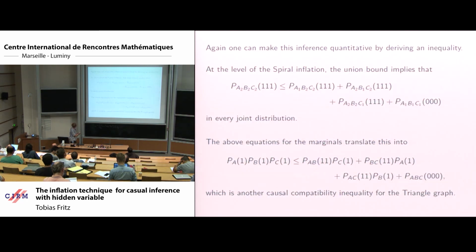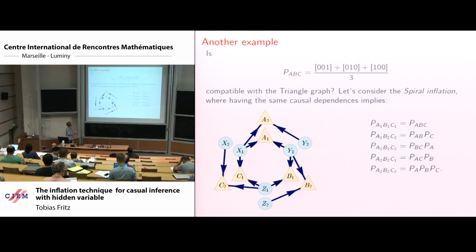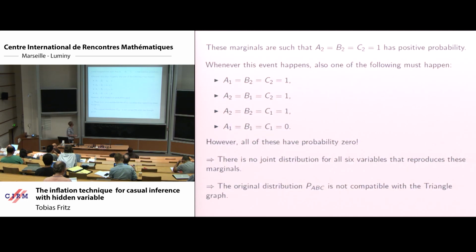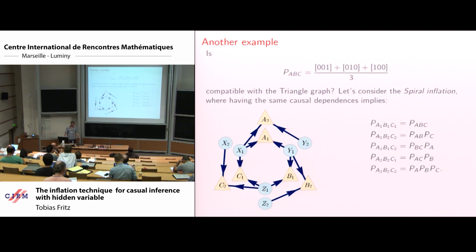So if we go back to the spiral inflation here, and if you now assume that you have such an inflated causal model that comes from a causal model on G, then also the distribution of A1 and Y1 is going to be the same as the distribution of A2 and Y2, just because we have the same data there at those nodes. And so this is an additional linear equation that one can use in addition to the non-negativity and to the existence of a joint distribution. So this leads to a smaller polytope, to some kind of section of the marginal polytope.